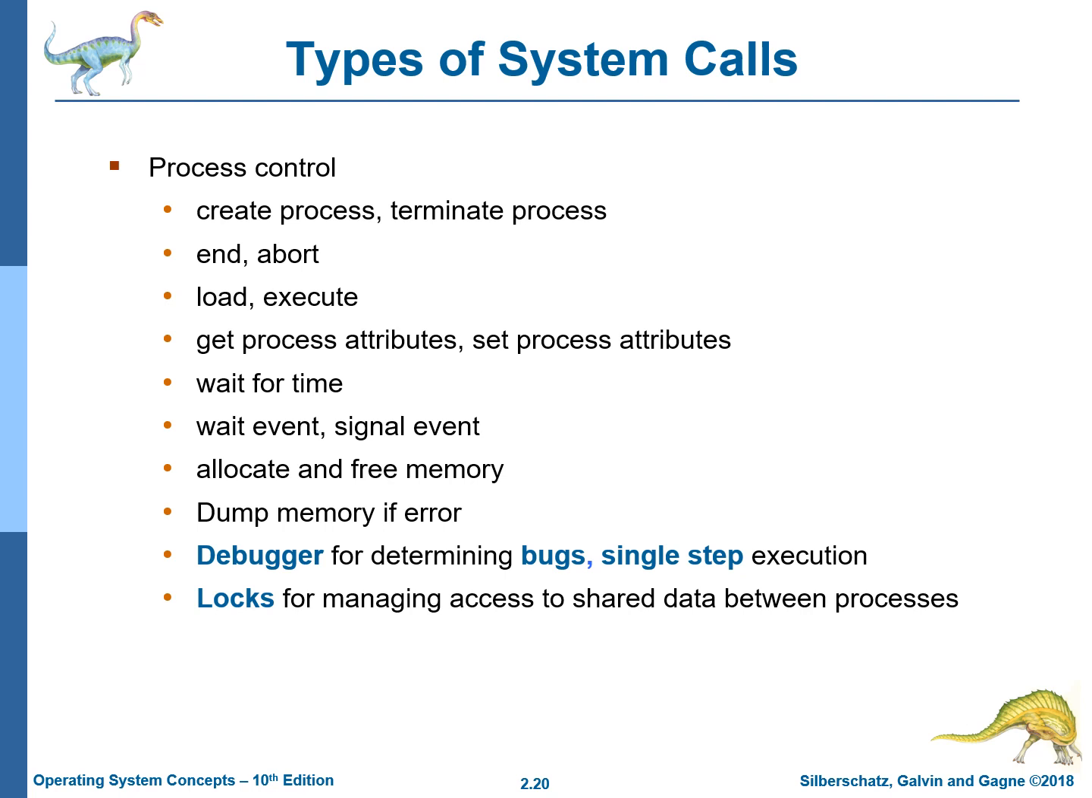We have process control. It is to create process or terminate process, to end, abort, to load, execute, to get process attributes, set process attributes, and wait for time, wait event, signal event, allocate and free memory, dump memory if there's an error, and a debugger for determining bugs, single step execution. And it has locks for managing access to shared data between processes.